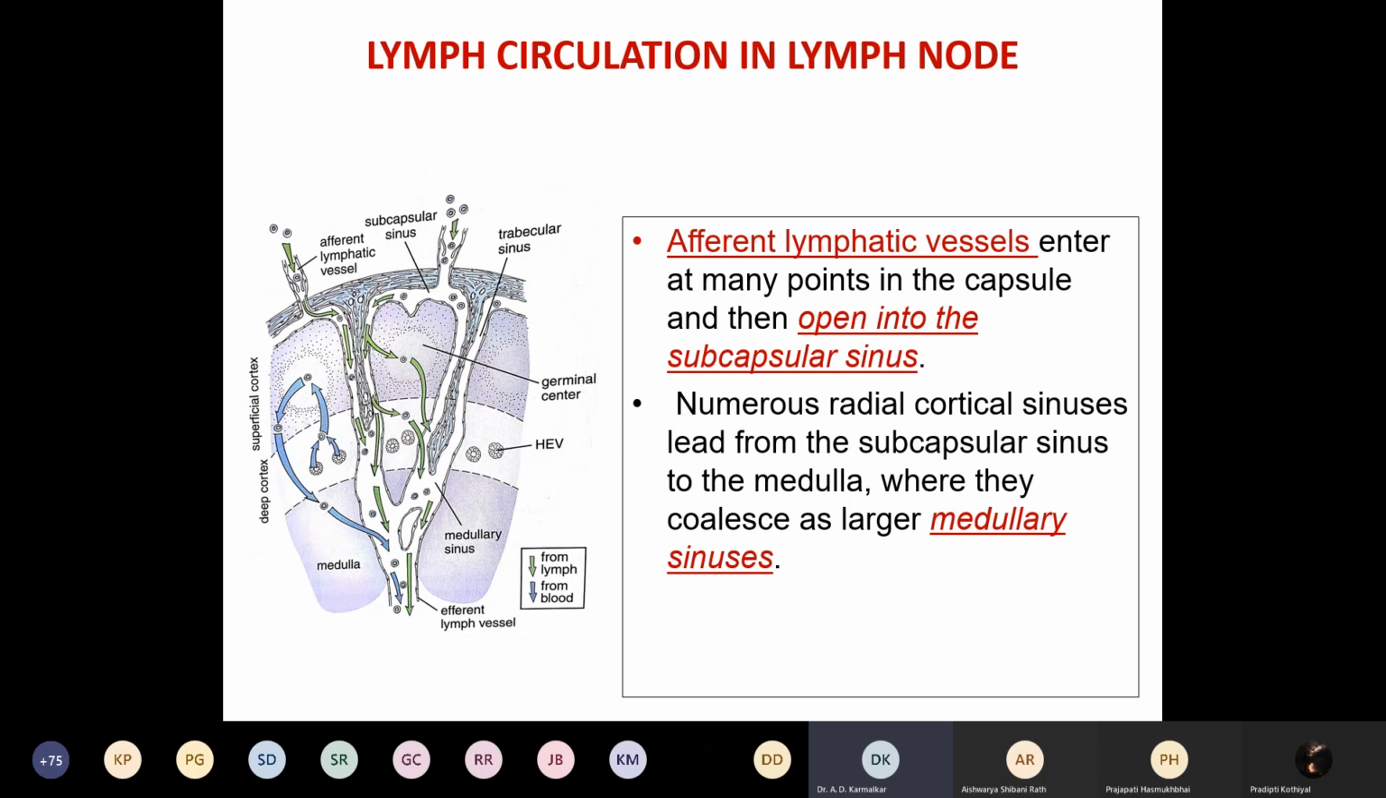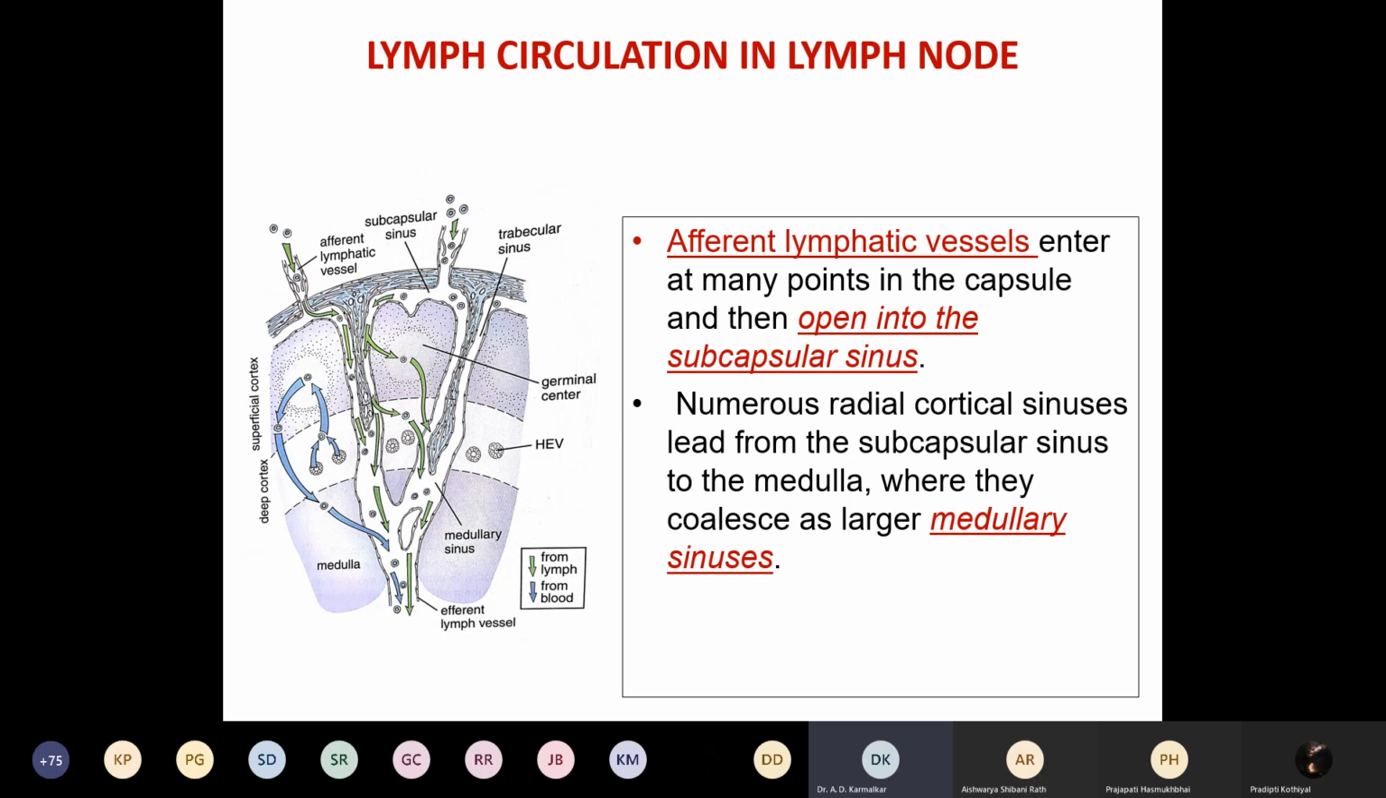So the afferent vessels are coming from the periphery, passing through the capsule. Now if you see, there are channels shown in green starting from the afferent lymphatic. If you trace it, there is a subscapular sinus. From the subscapular sinus they will pass along the trabecular sinus, just surrounding the trabecula, and they will pass through the medullary sinus. From the medullary sinus it gets filtrated and passes through the efferent lymphatic.